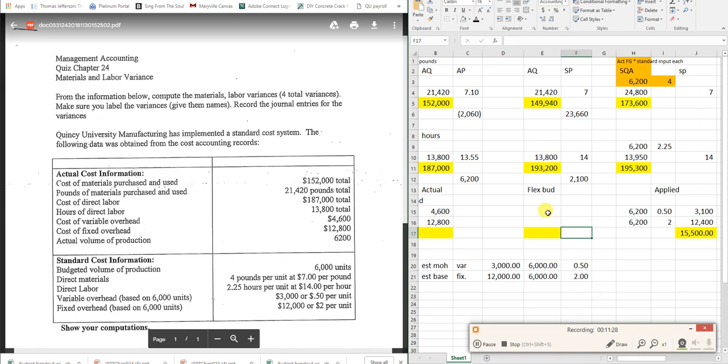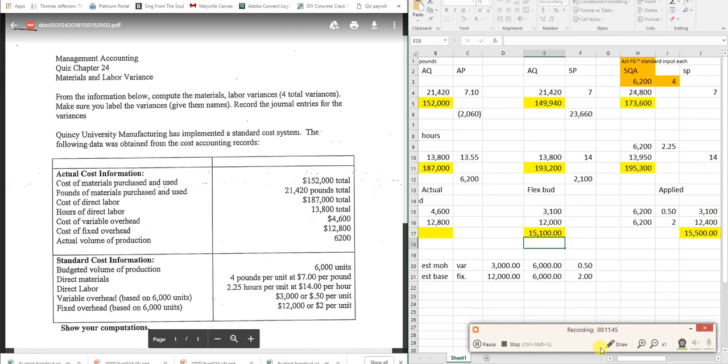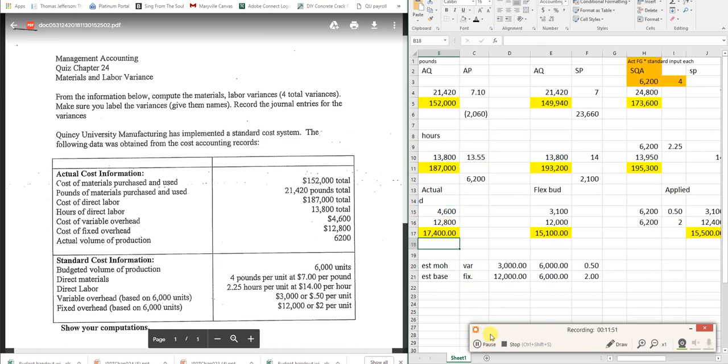Okay. Over here, I know that the flex budget is variable, so the variable is the same. And fixed is fixed, so I go down here and I see I should have had 12,000. So 12,000 would have been my budget amount I would have used. So my flexible budget is 15,100, and my actual I spent is 17,400.